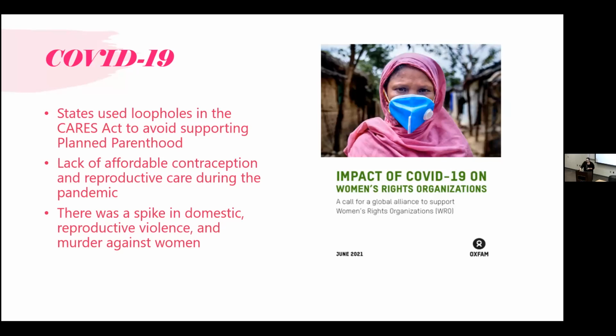Because some states ignored Planned Parenthood's needs during the pandemic, there was a lack of affordable contraceptive and reproductive care during the pandemic. This impacted the Black and Latinx women the most. Their communities were already at such a high risk of dangerous and unwanted pregnancies. COVID-19 also caused a spike in domestic violence and murder and reproductive violence as well.